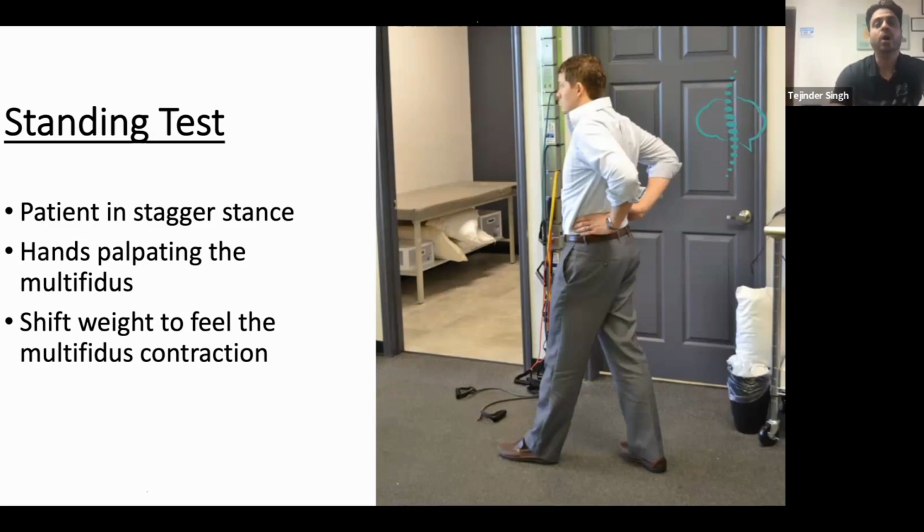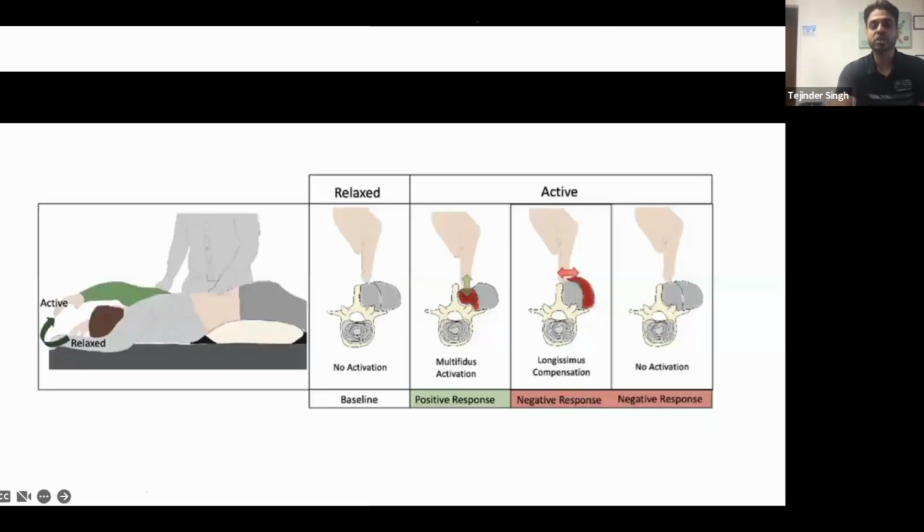I like the previous test because the patient is relaxed, and when the patient is relaxed, you can have a couple of pillows. We're going to talk about what would be the findings of the stand test. So the stand test is the same thing. If the patient is able to activate multifidus, you will feel the muscle belly underneath you. If the patient is doing a longissimus compensation, you will feel that your finger is thrusted towards the spinous process.